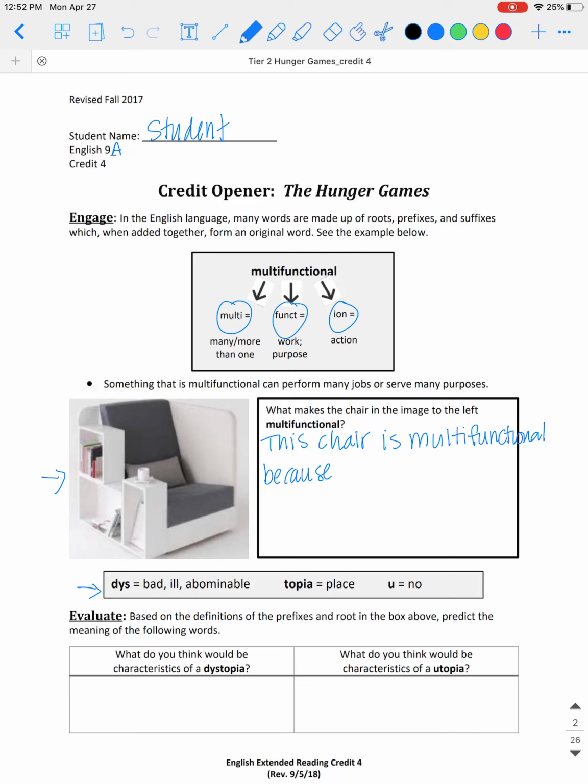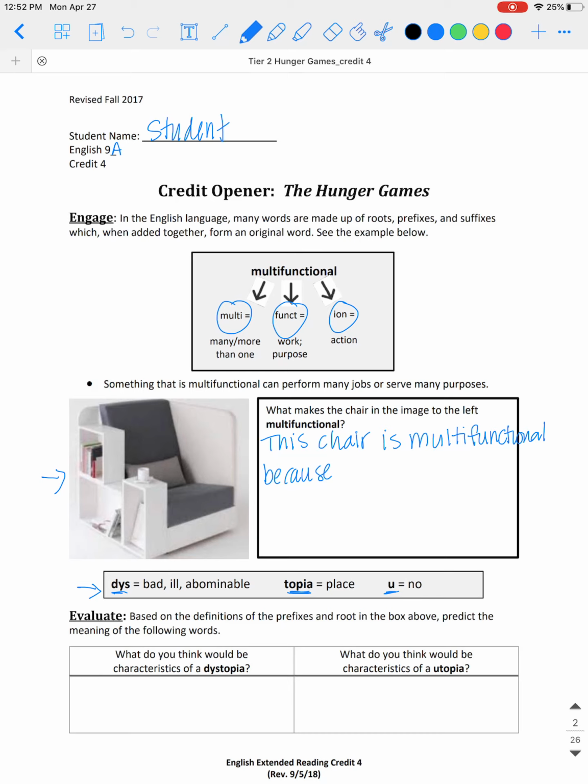And then if you're looking at this box right here, it gives you 2 prefixes and 1 suffix. Okay, so dis means bad, ill, or abominable. Topia means place, and you means no.